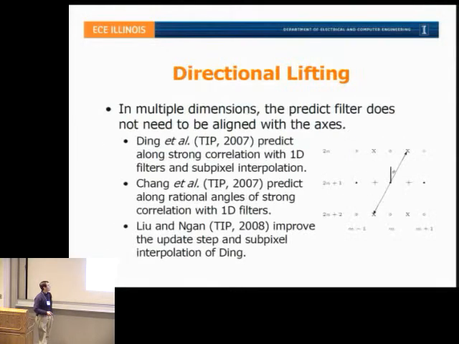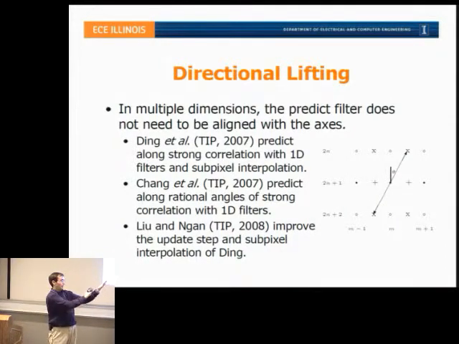One way to propose on that is directional lifting. What they say is instead of going a 1D filter along the scan lines, let's do a 1D filter along some other angle. So if you took a picture of me right here, I have an edge between the shirt and my background, and you'd say let's put a 1D filter at this angle instead of along the scan lines. And you can get a lot of gain by doing that. This is a picture I show here on the right saying let's predict at an angle theta instead of along the scan lines.